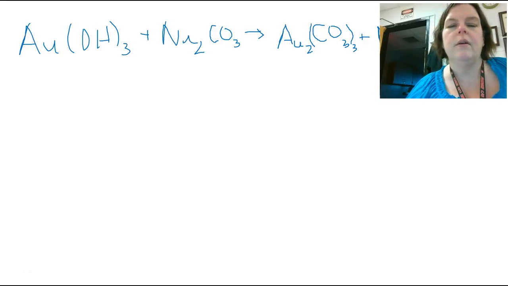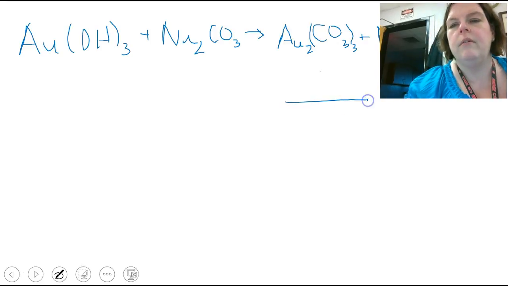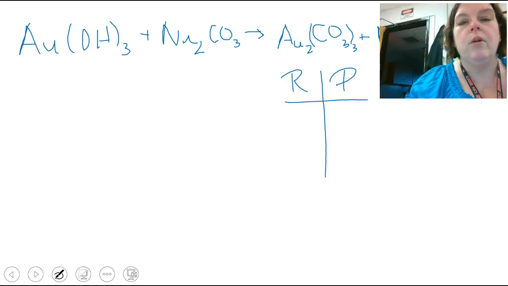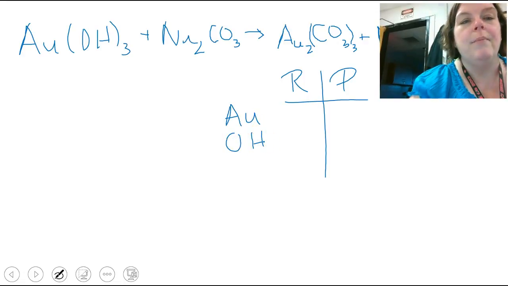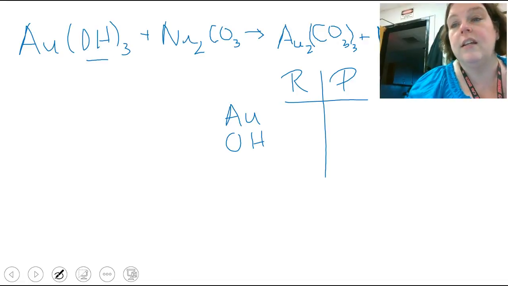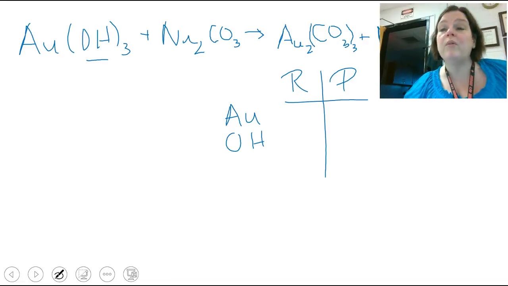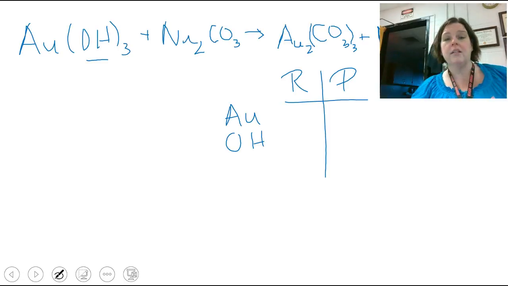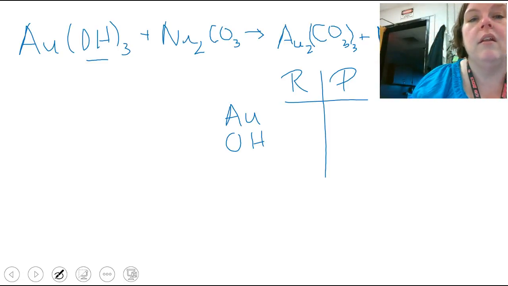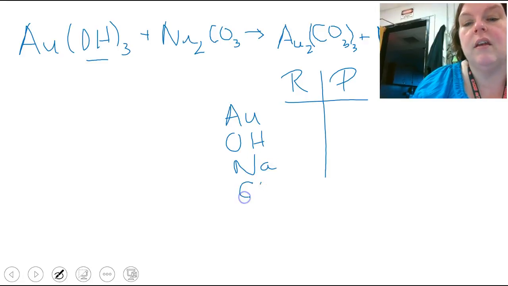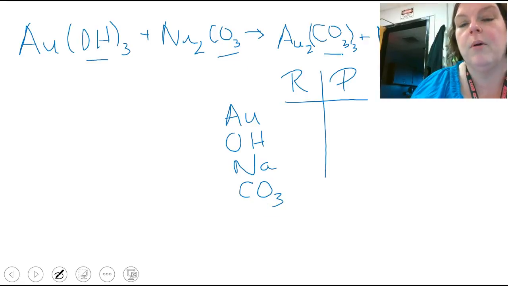Okay, so there we go. So now we're going to make our T-table. Here's our T-table. We have the reactant side, product side, and now I'm going to write what I have down. I have gold. I have hydroxide. The reason I can do this is I can see there's a hydroxide here and there's a hydroxide here. Because it's together on both sides, it doesn't break apart into anything, I can keep it together. Then I have Na as an element, and I can do the same thing with CO3.